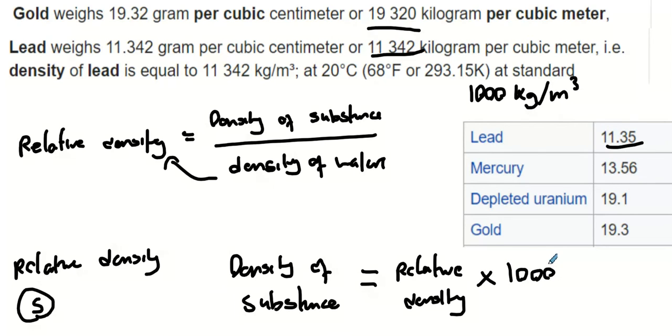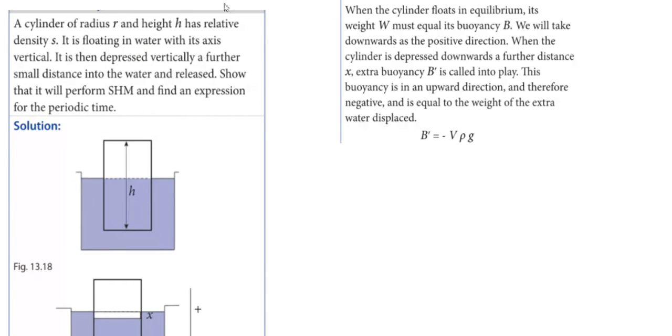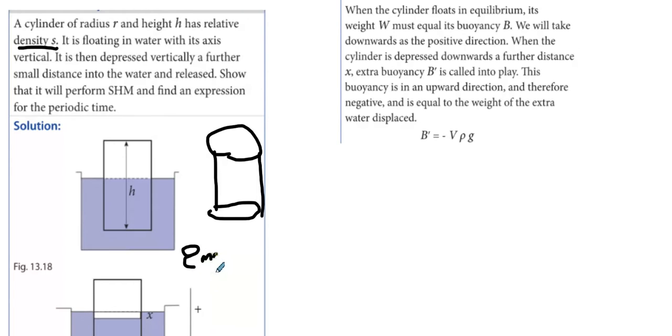We're going to use this type of question on flotation questions in exercise 13A, questions 5 and 6. I'm first going to guide you through a sample question. The first thing we have is a cylinder of radius r and height h that has relative density S. So the substance the cylinder is made of has a relative density S. This means its rho, which is its actual density, rho being the symbol for density, the actual density of the material, is going to be 1,000 S. That's the first thing we know.